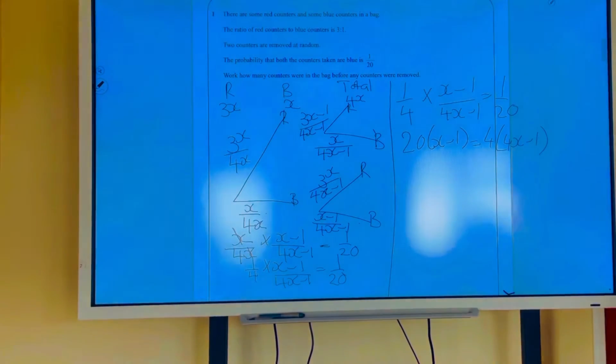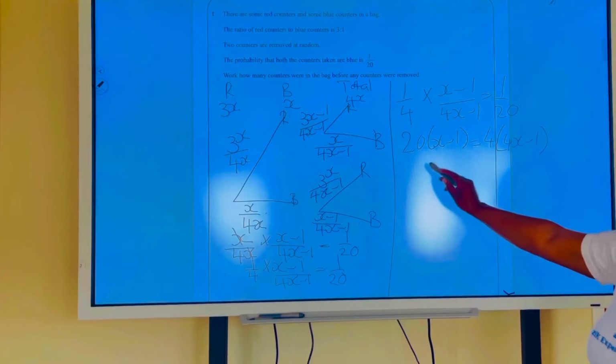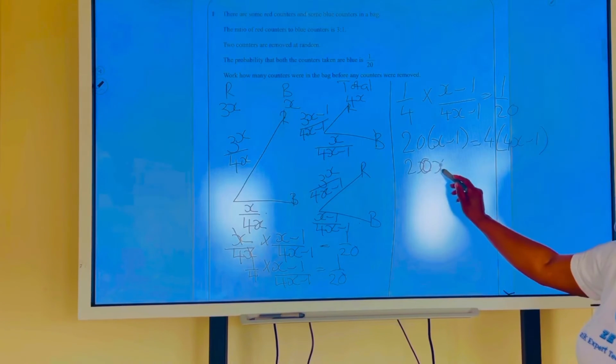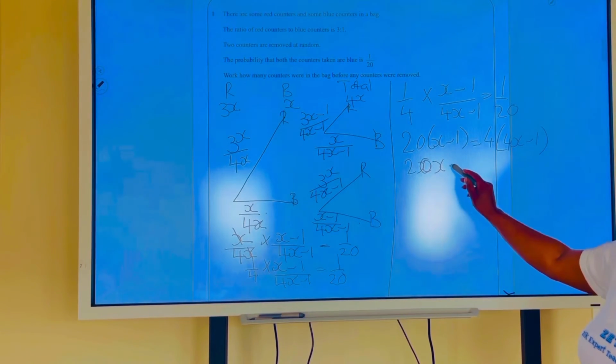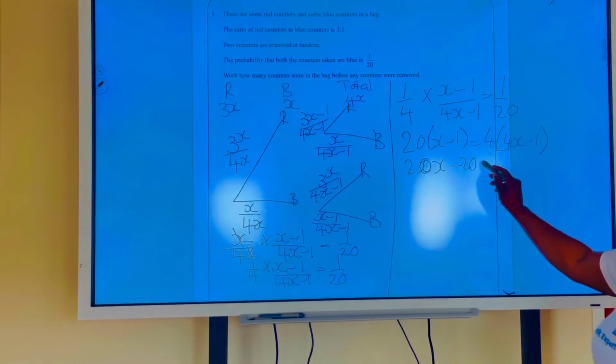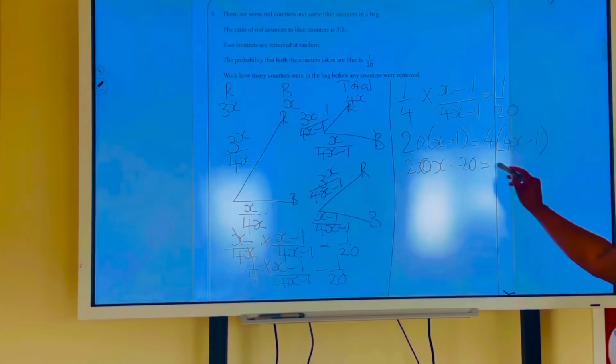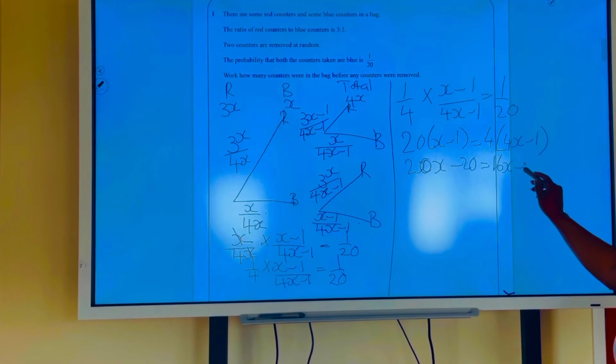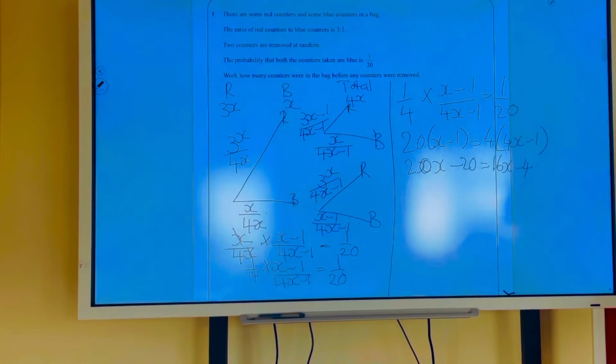Then the next stage is to expand my brackets. 20 times x will be 20x. 20 times 1 will be minus 20. This should be equal to 4 times 4x, which is 16x, and 4 times minus 1, which is minus 4. So I've expanded my brackets.